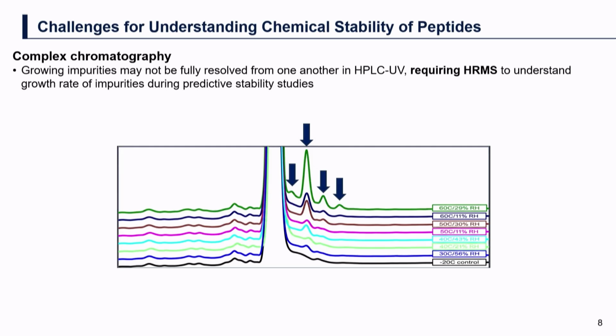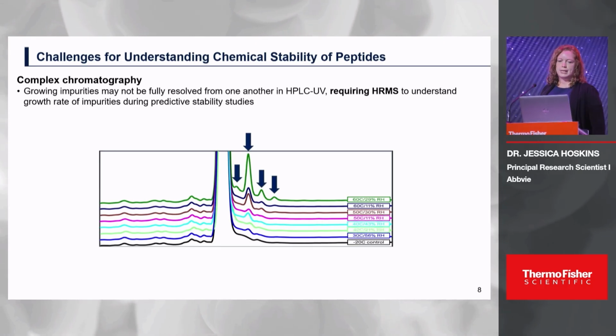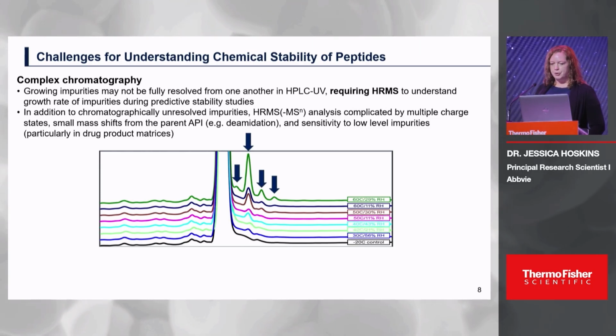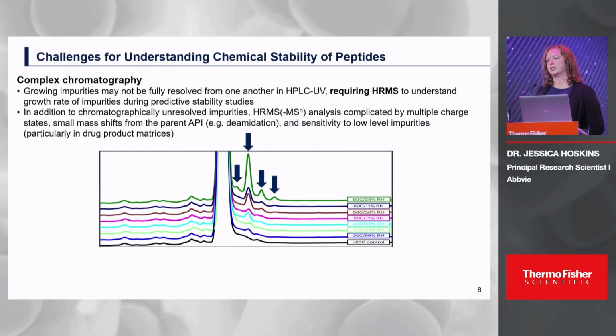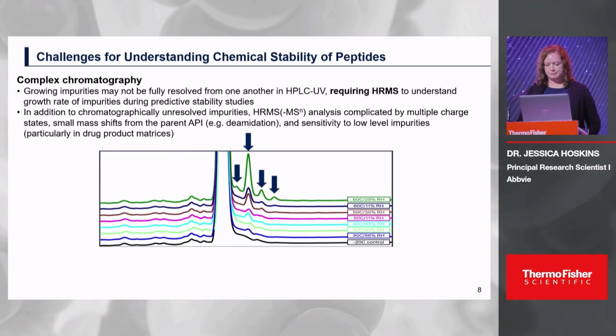This is a challenge for predictive stability studies because we're pretty early in development. We don't necessarily have an optimized method. So we're learning as we go, and we need to adapt. And then in addition to the chromatographically unresolved impurities, the high-res mass spec can be complicated by multiple charge states, small mass shifts relative to the parent API, and the sensitivity to these low-level impurities, particularly in drug product matrices.